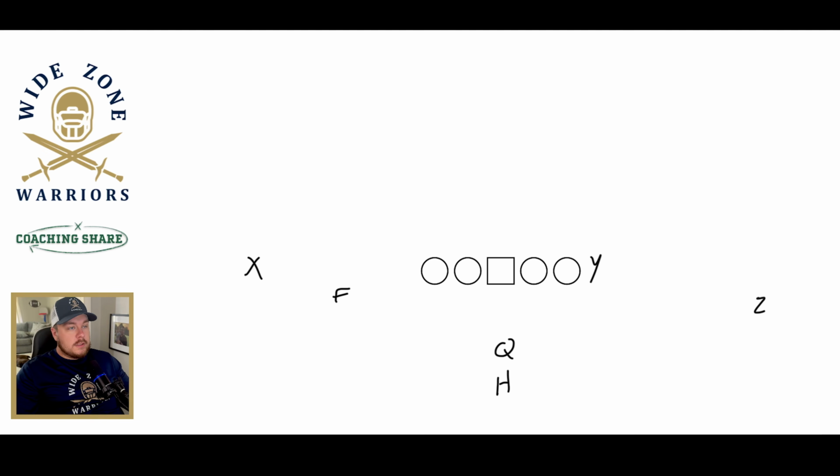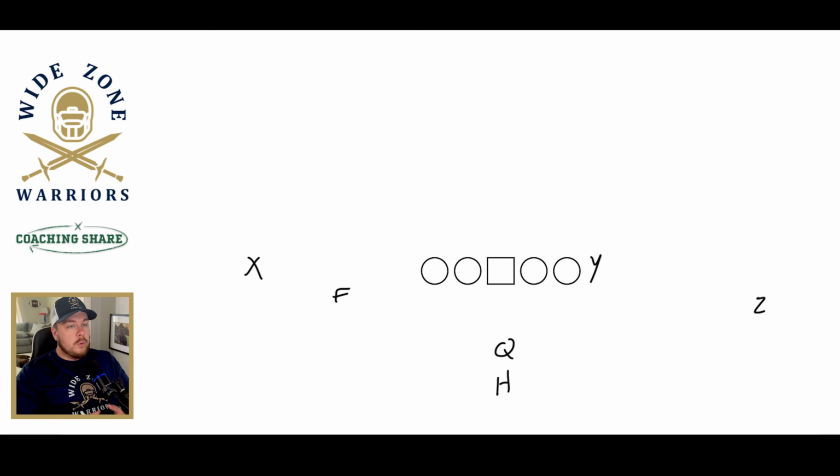Another example, let's say we're in regular 11 personnel 2x2 and we want to motion the F from a slot receiver on the weak side to the trips formation. So we could say F mo to trips right. He knows in trips right that he's a slot receiver on the strong side, so he's going to start as a slot receiver on the weak side and motion or shift to the strong side.